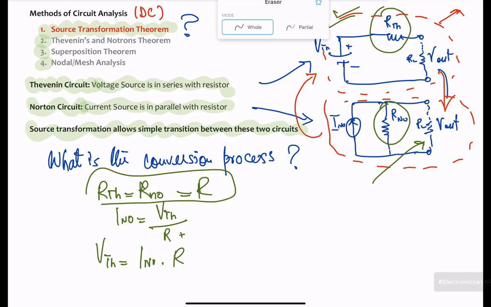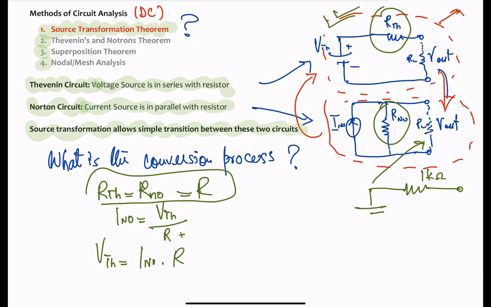Okay, cool. Next, let's say I have a Thevenin circuit, and the circuit looks something like this. I have a resistance in series. Say this is 1 kilo ohm. This is a battery right here. This is rated as 5 volts. Remember, this is a Thevenin circuit right here.